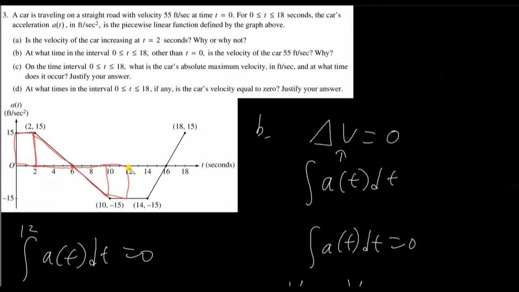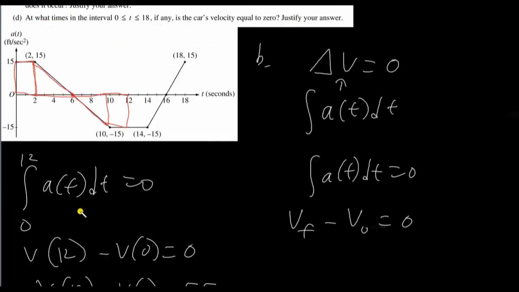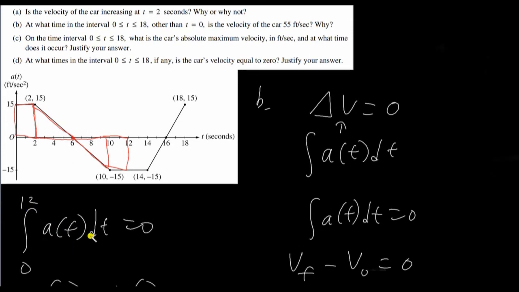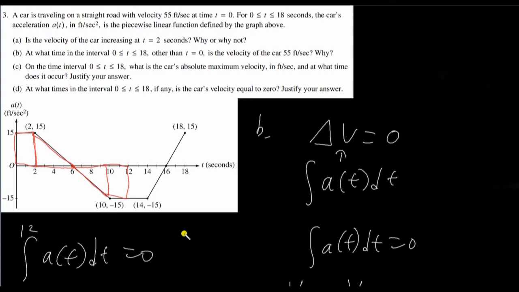And it looks like from 12 to 18, it's never going to be 0 again, because this is getting negative, and then at 18 it increases, but it doesn't increase all the way to 0 again. So the only time is at time t equals 12, and for your explanation, you'd say that is because the integral of a of t dt from 0 to 12 is 0, which means that the velocity at 12 is the same as the velocity at 0, which is 55. For points, you get 1 point for the correct answer of t equals 12 only, and then another point for the proper explanation.